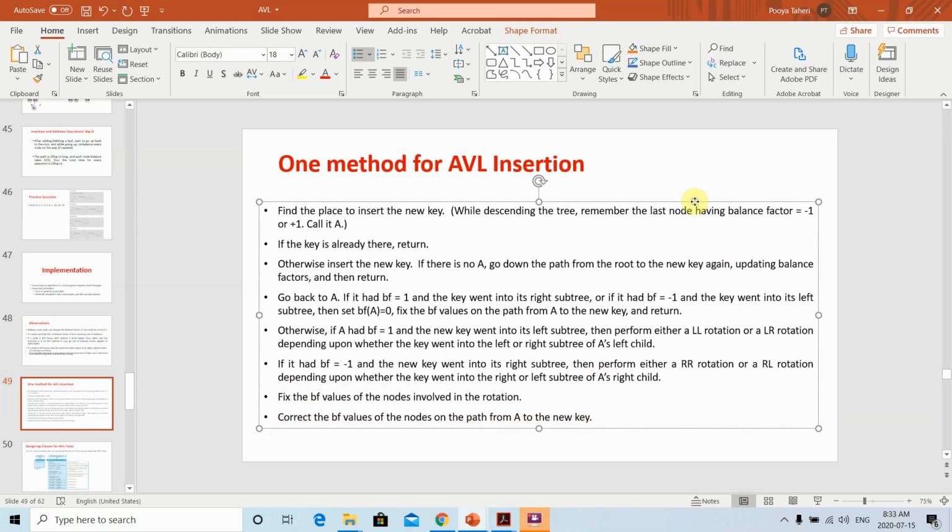This is one way of implementing the insertion, okay? Go over it very carefully, try to understand the algorithm. I'm going to show you another algorithm for insertion as well later on.